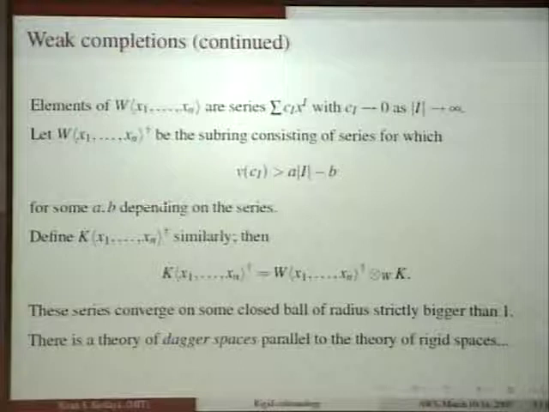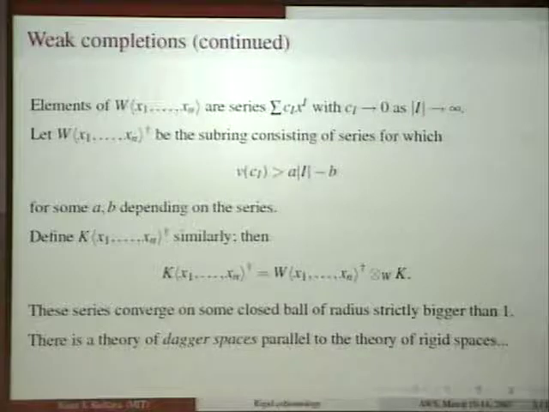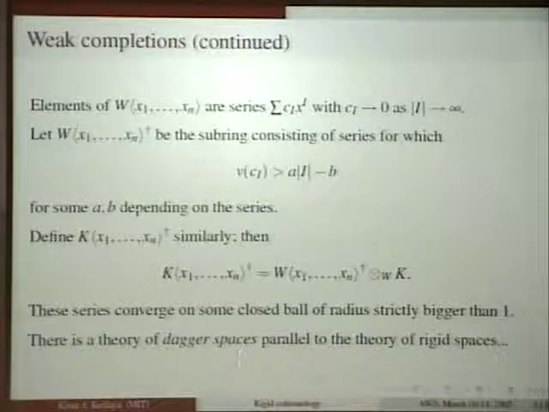So there have to be some constants a and b such that the p-adic valuation of this coefficient should be at least a times the norm of I minus b. So if you replace the norm by a different but equivalent norm, you might change the constants a and b for any given series, but you don't change the overall condition that these things exist.